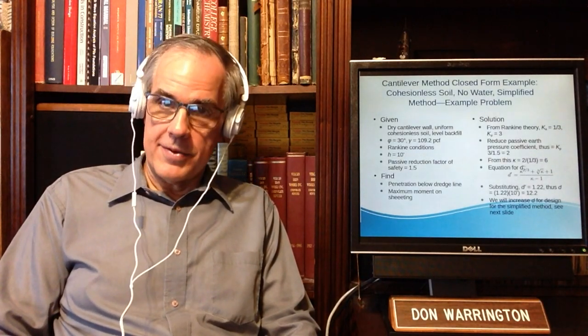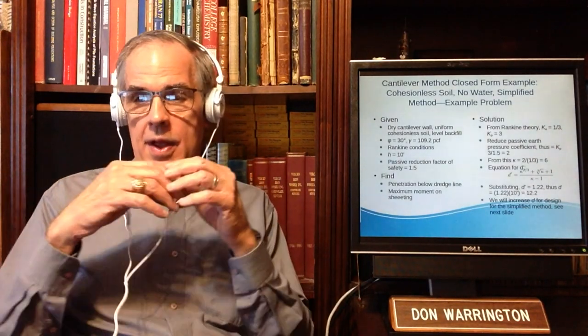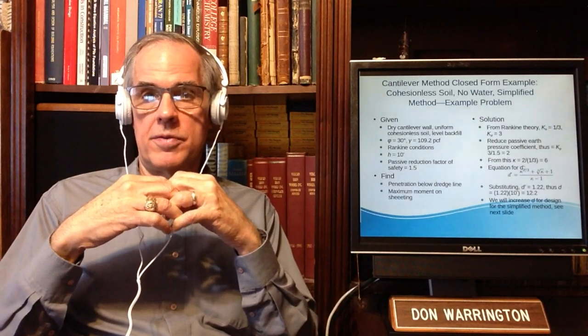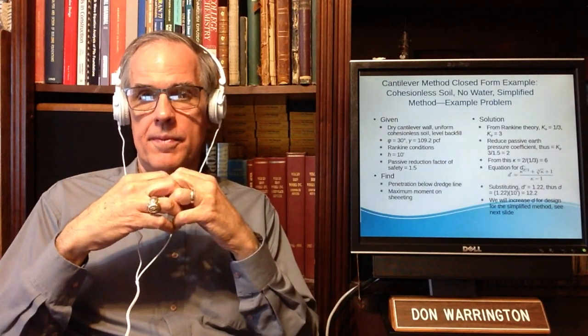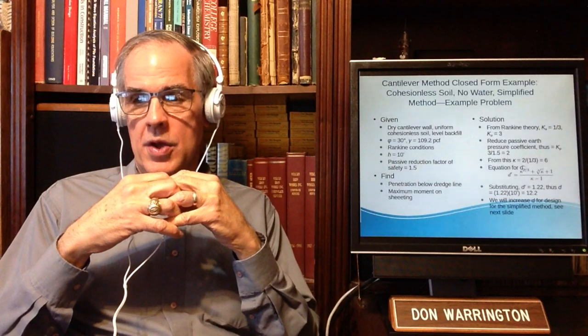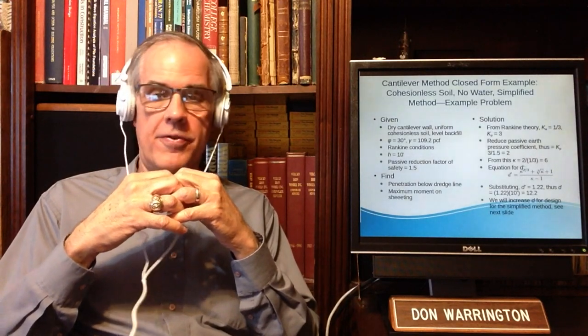The equation for D prime is that. All I do is substitute the kappa into that equation I have, and I get D prime is 1.22. Since D prime is equal to D over H, I multiply D prime times 10, which is H, and I get 12.2 feet. That's pretty straightforward. We'll increase D for design for the simplified method, and we'll see that in just a second.